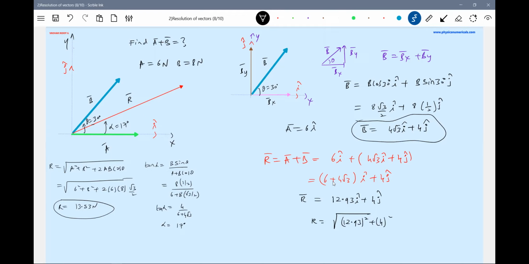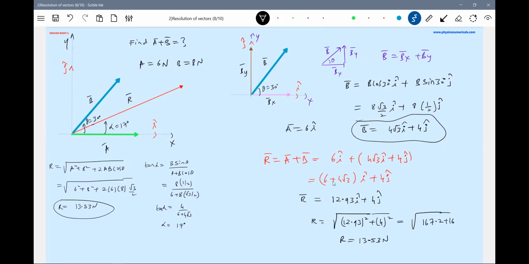solving all this, I'm using a calculator. Finally, I'll end up with this as 167.2 plus this is 16. So the rough value of this will be 13.53 approximately. Same answer. Then what about the tan alpha, sir? How do you find tan alpha?